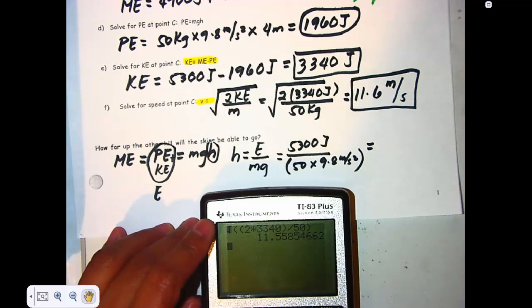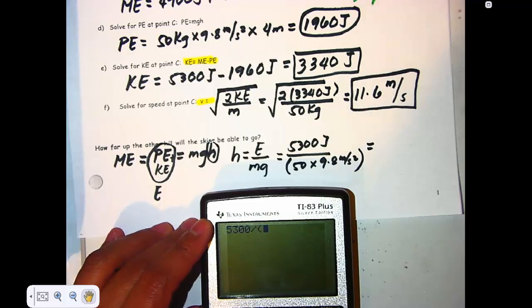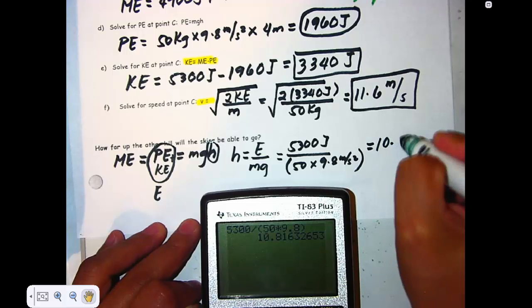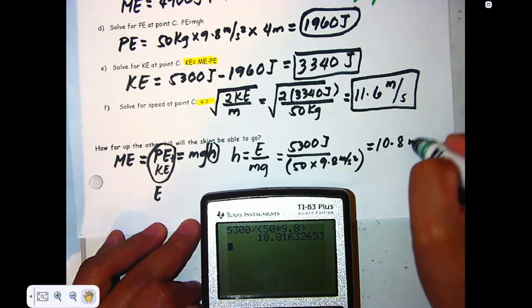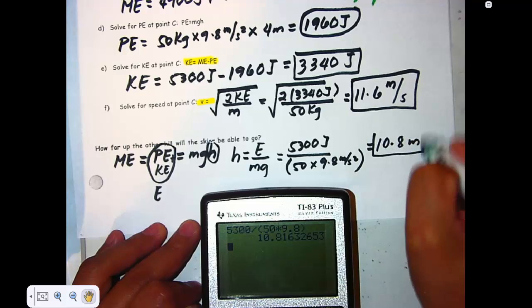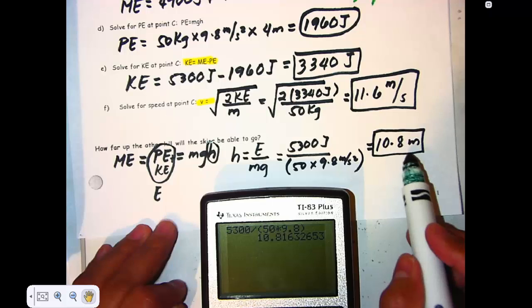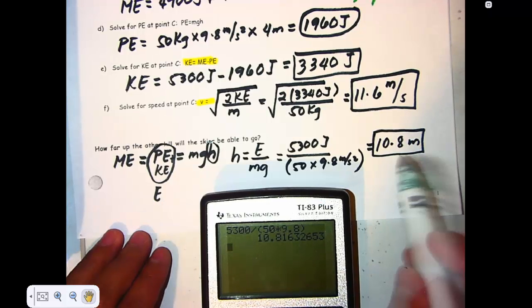Plug that in your calculator. The object is already moving, so 5,300 divided by, open that parenthesis at the bottom, will give you 50 times 9.8. Enter that. She can actually reach a height of 10.8 meters at the other side of the hill, since she's already moving. And this is only possible assuming there is no friction on the track.